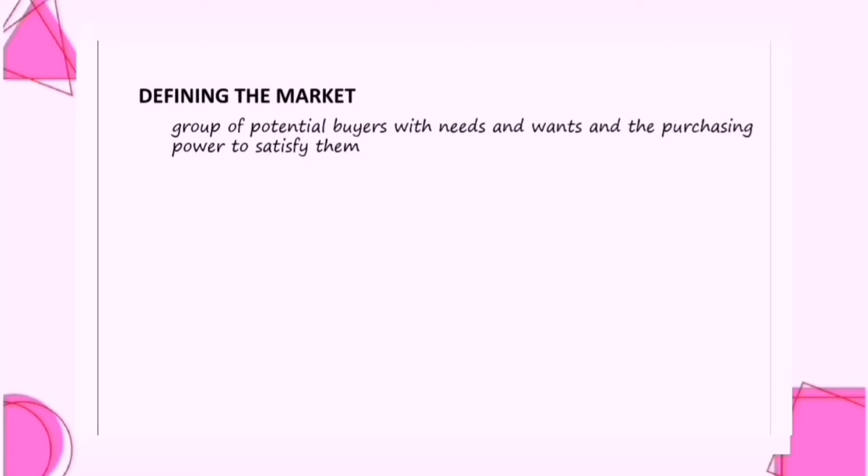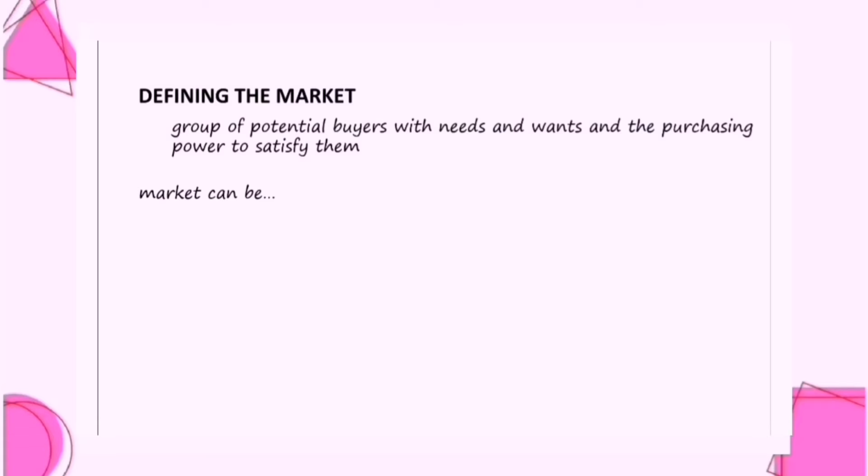So what is a market? In defining a market, it can be viewed or explained from many different perspectives. But accordingly, a basic definition of a market is a group of potential buyers with needs and wants and the purchasing power to satisfy them. In other words, a market has the characteristic of being able to satisfy its consumers by providing their needs and wants.